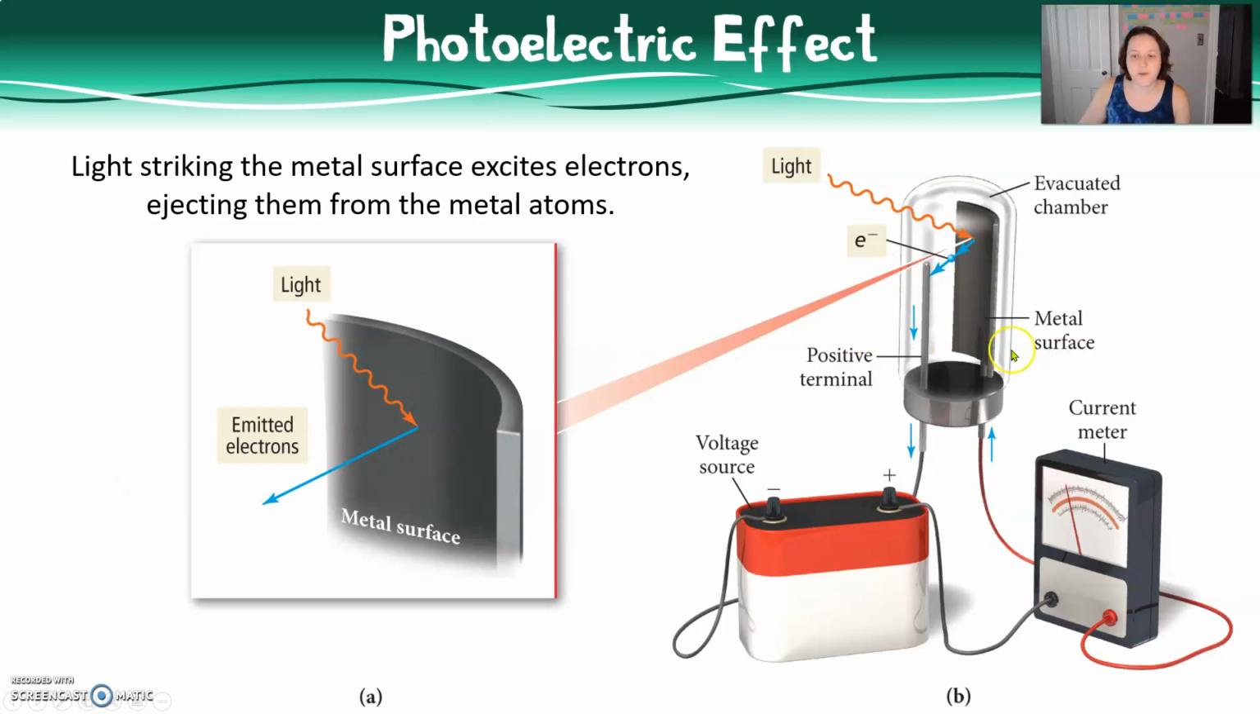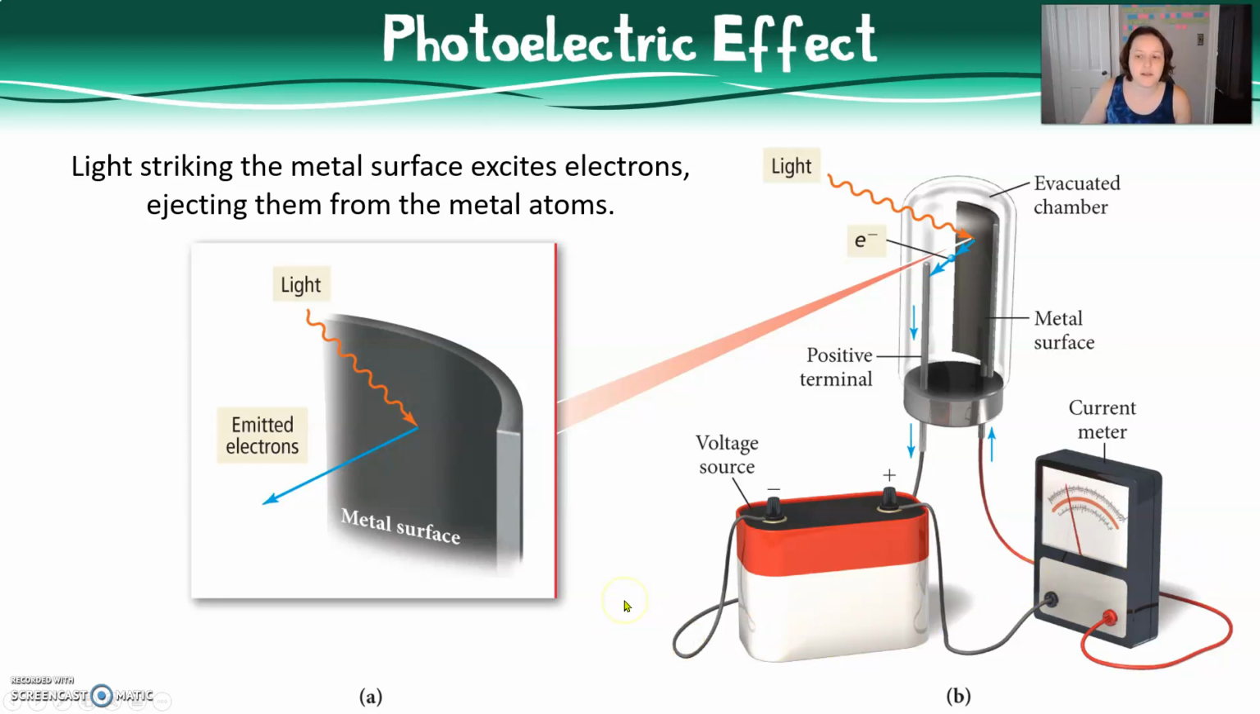Here we have an evacuated tube, which means there's no gas molecules inside the tube, with a piece of metal on one side and a metal positive terminal on the other side. This device is connected to a voltage source and a current meter so that any changes to the flow of electric current can be monitored.